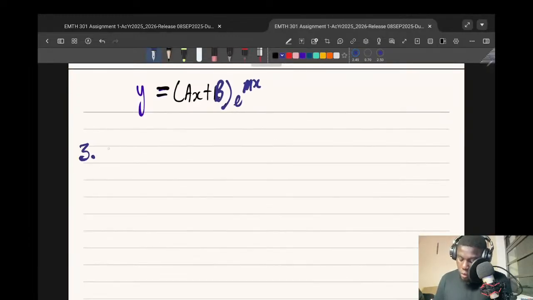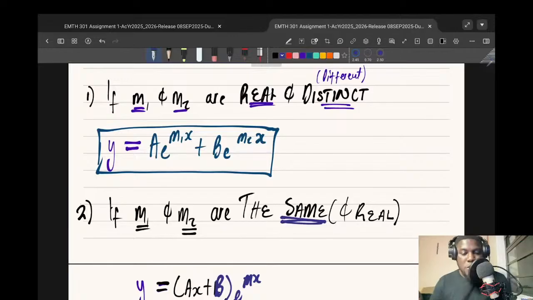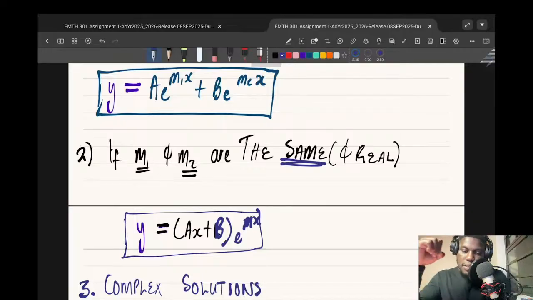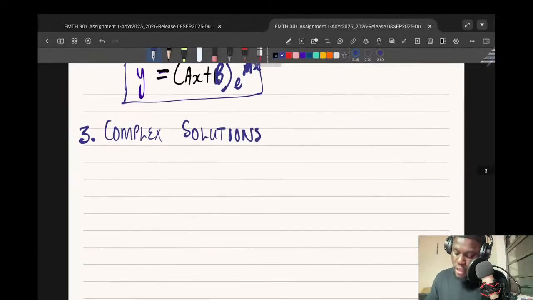So now, when you have complex solutions, they are going to be different. When we say the solutions are the same, obviously they're going to be real. For complex, you're going to get them different. This is the thing to remember. Please, how to choose: if you don't remember anything, remember this. If I have two different solutions, you say Y is A e to the M1x plus B e to the M2x. Then AX plus B, then e to the MX. Then for complex solutions, you'll have your M1 being equal to alpha plus beta i.